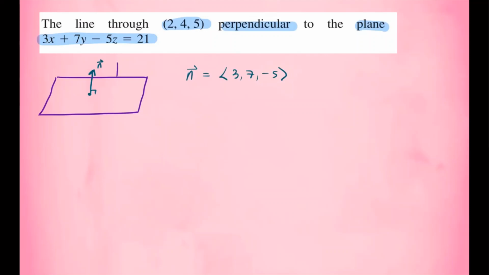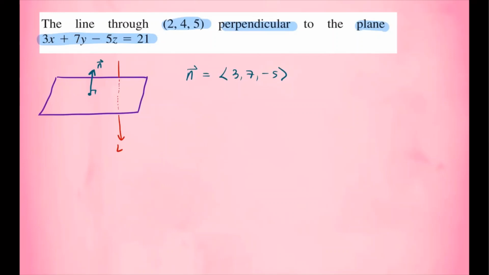So imagine the line looks like this. We want the line perpendicular to the plane, so that means it's going to be parallel to its normal. So we want a line like this, passing through that point 2, 4, 5. The picture is off scale, but that's the line you want. It's parallel to the normal, and it's perpendicular to the plane.